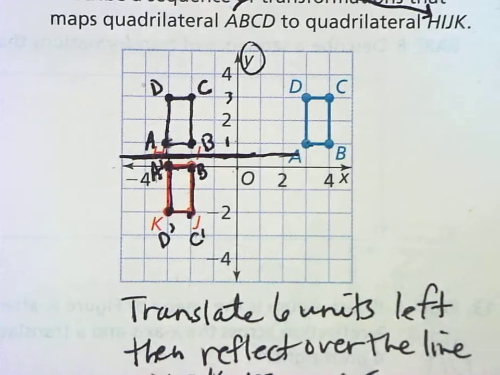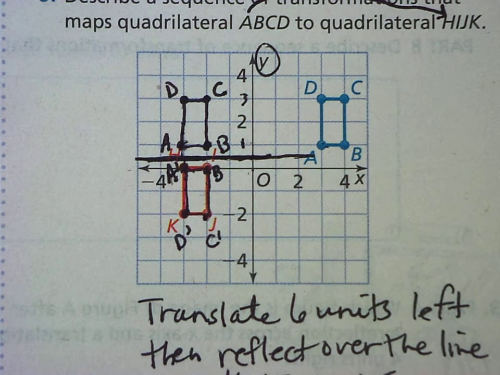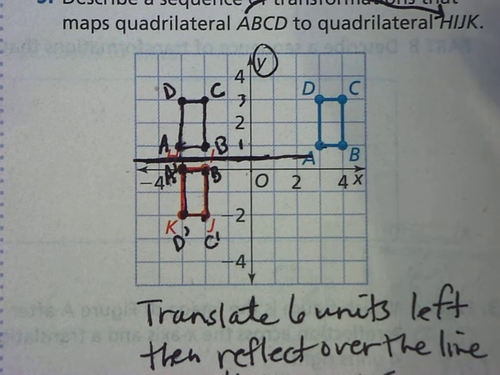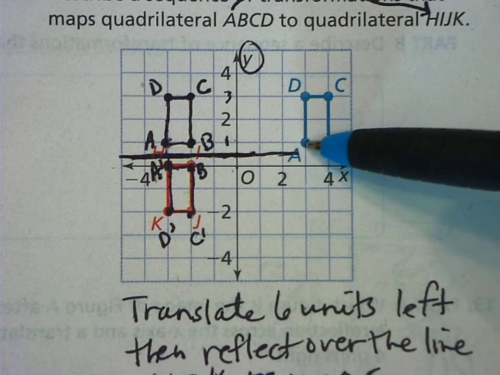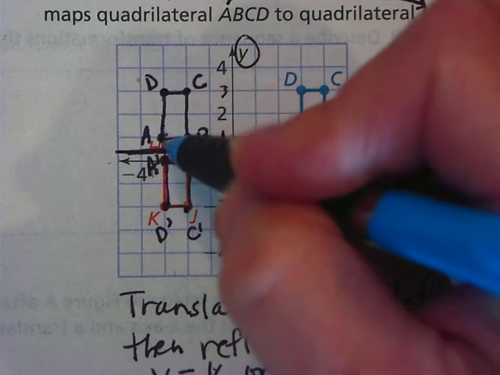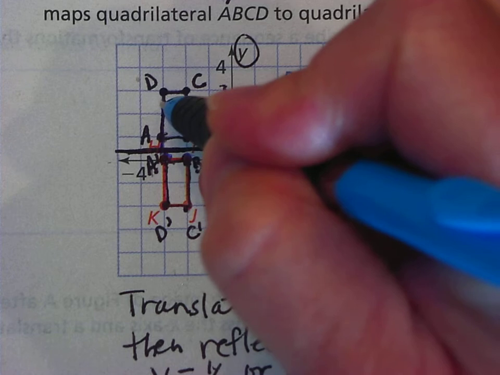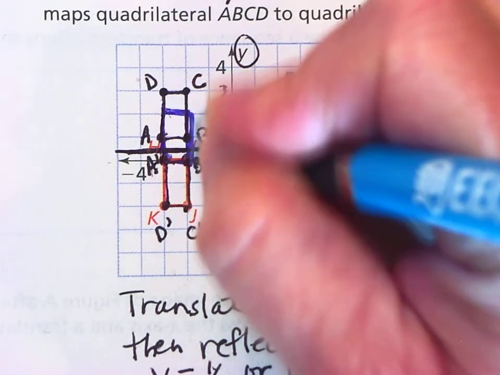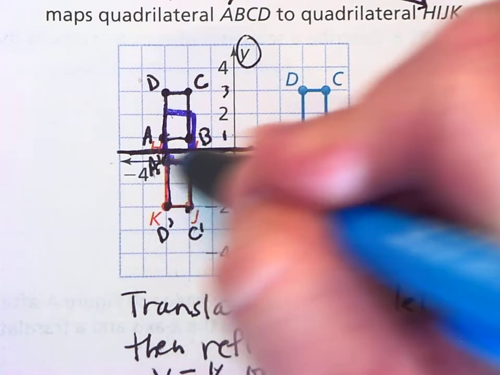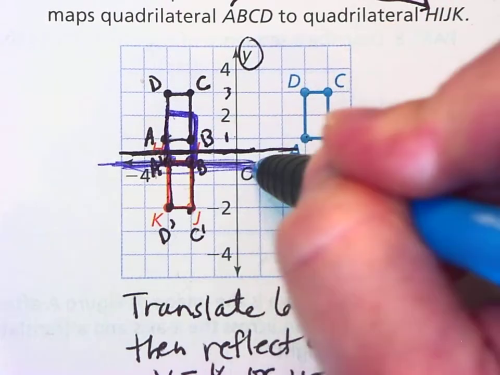Okay, so now another thing you could actually do is there isn't just one way, one sequence for a lot of these. There isn't just one correct sequence. We could have actually translated 6 units to the left and 1 whole unit down. So if we translated 6 units to the left and 1 whole unit down, then it would be here, and then we could reflect over the x-axis. Then the center line would be the x-axis.